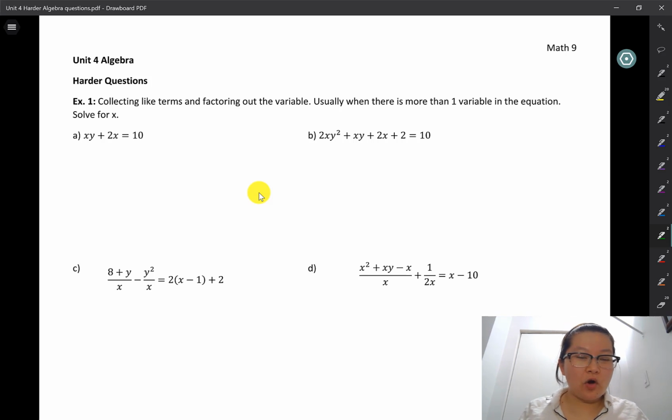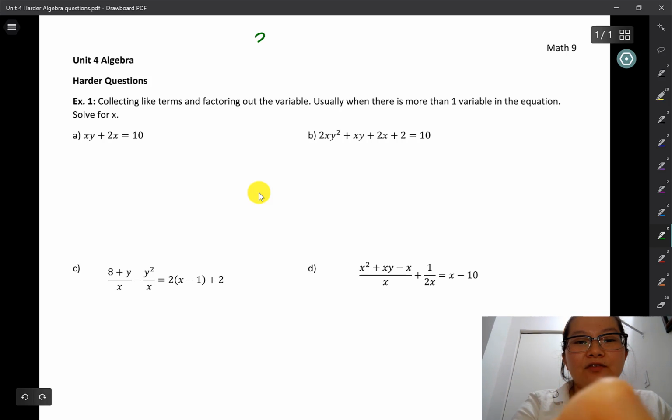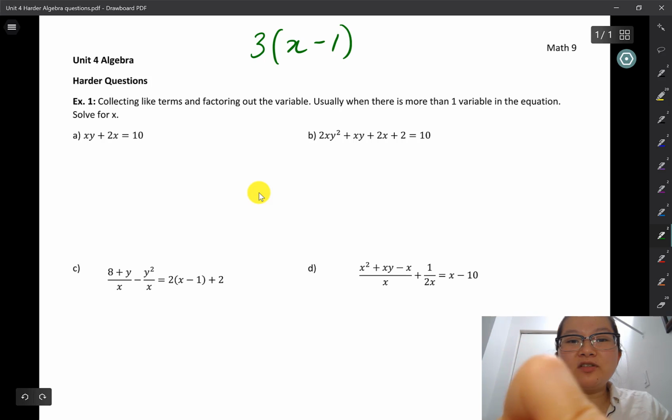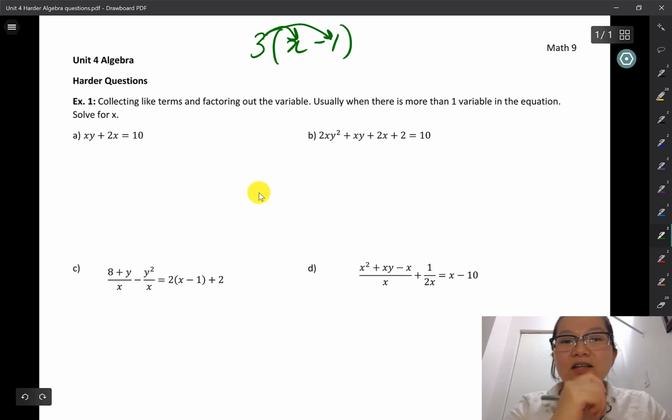If we talk more about it, hopefully you will notice it's kind of like the opposite of the distributive property. For example, if I have 3 and I have x minus 1, and I multiply the 3 inside, that's called distributing the 3 inside your brackets. I then get 3x minus 3.